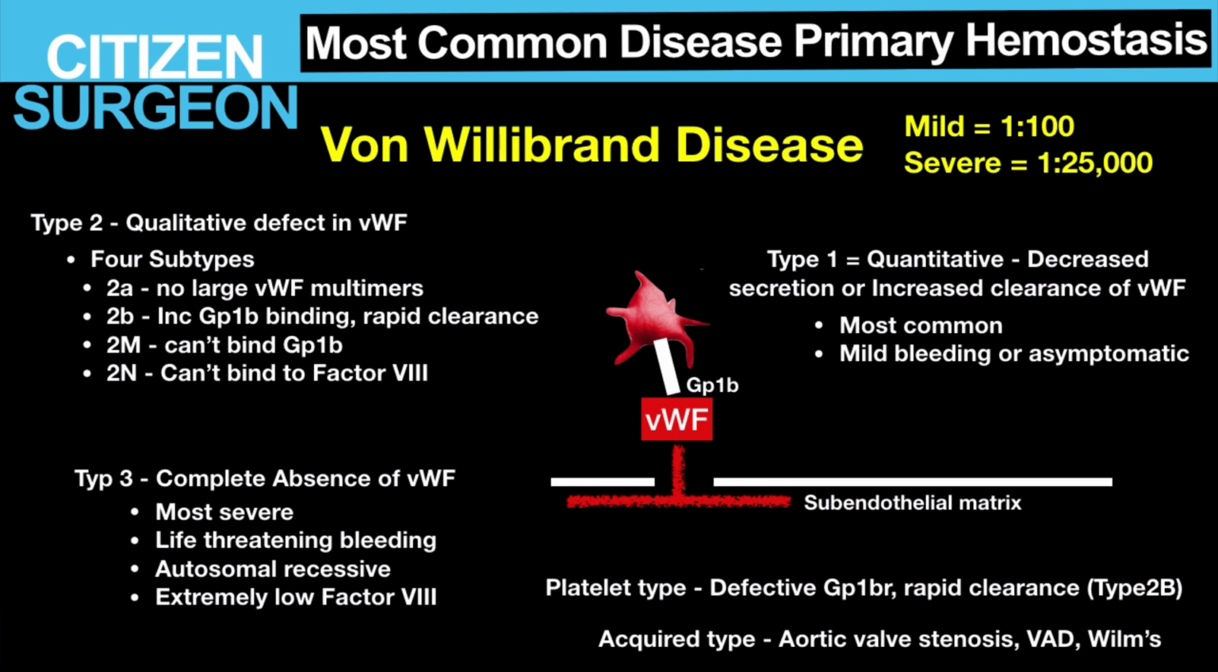And then there's an acquired type, and you could get this in things like aortic valve stenosis, if you have a VAD or ventricular assist device, and we see it in pediatric surgery in kids with Wilms tumor.